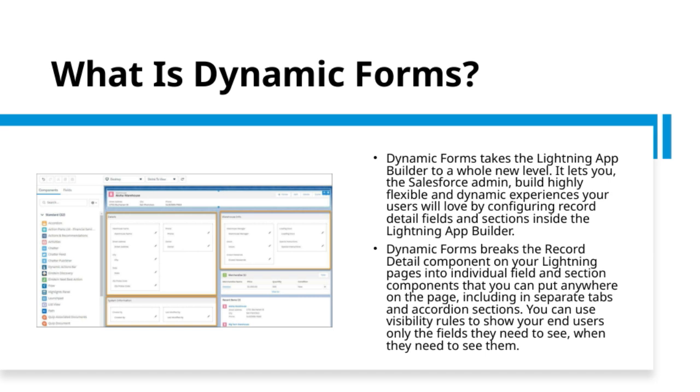One of the most powerful features is visibility rules, which allow you to control what your users see and when they see it. So, you can display only the relevant fields to each user based on specific criteria, making the interface more intuitive and user-friendly. Overall, dynamic forms give you more control and customization options, helping you tailor the user experience to meet your organization's needs, all within the Lightning App Builder environment.